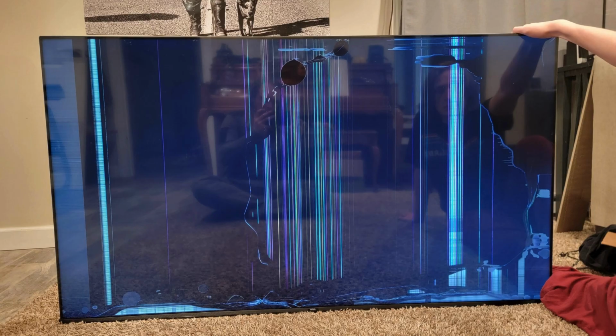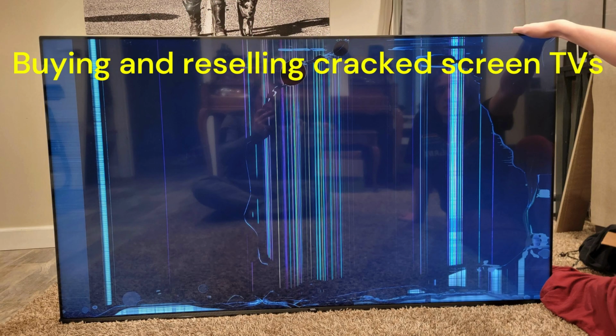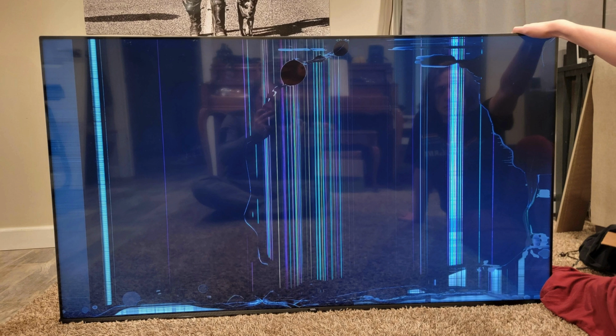The next hustle is selling cracked screen TVs. What you want to do is look for TVs between 40 inches and 70 inches. I recommend that type of range. You want ones with a cracked screen that don't work, the ones being sold for cheap.